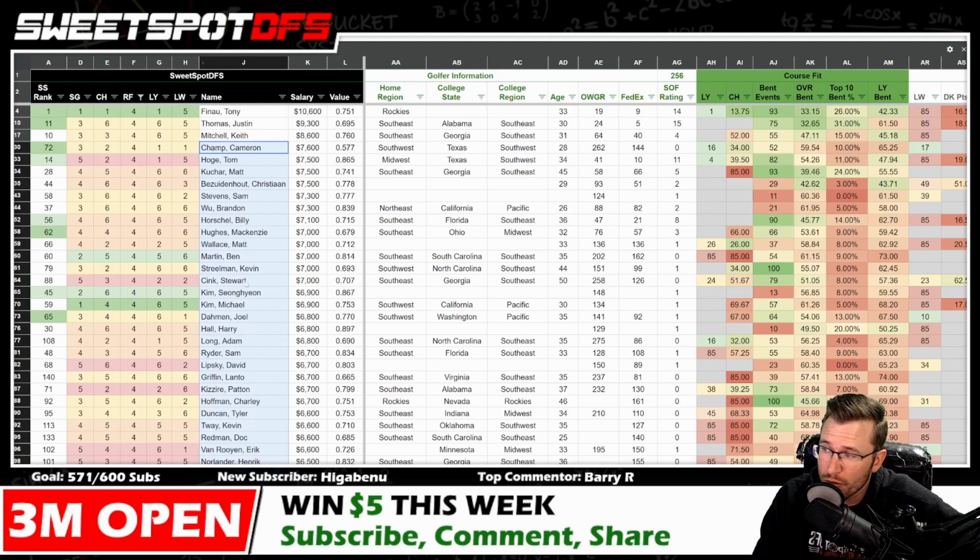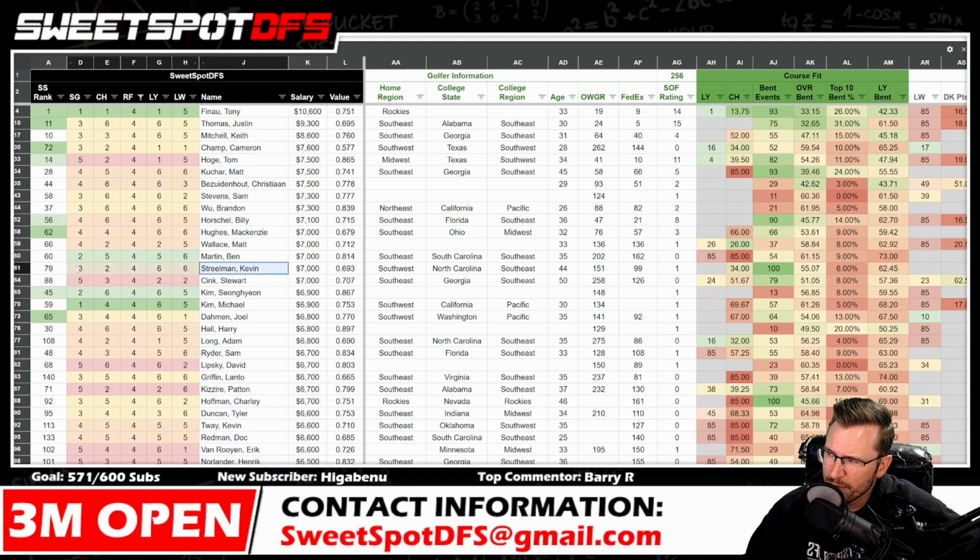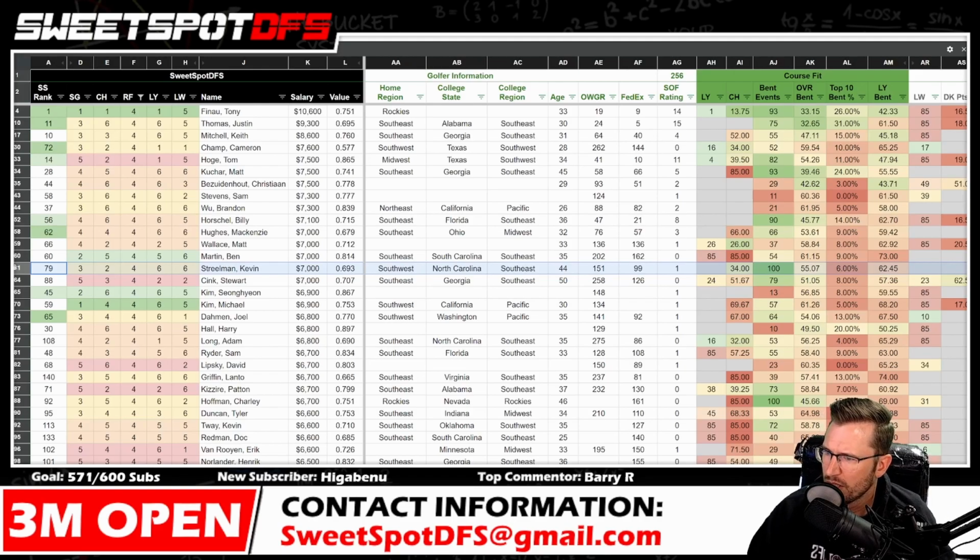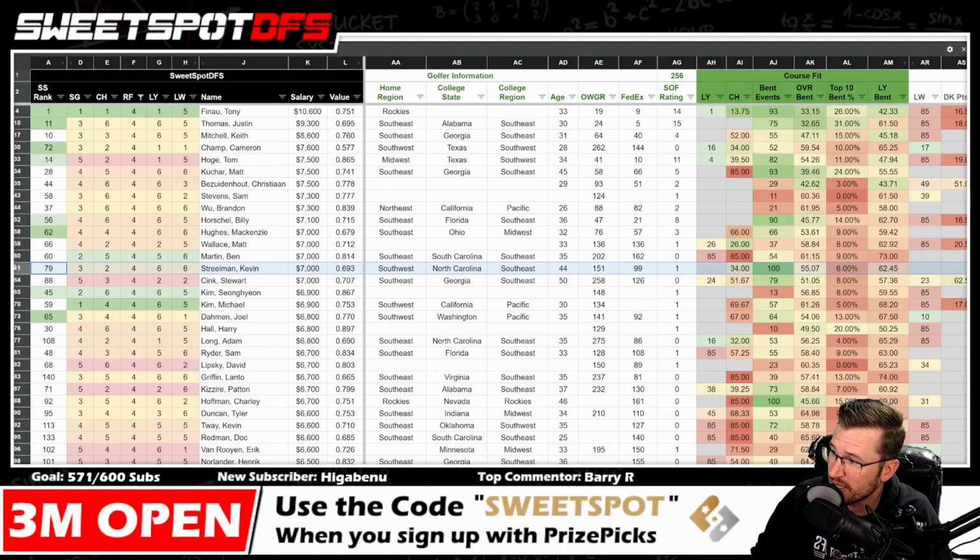But it could be 2 or 3 and it could be more, but I'm not as confident in this bucket. There aren't a lot of names. Kevin Streelman's very intriguing. $7,000. Yeah, course history is decent. 34. Probably just played it once though. Don't mind someone like Kevin Streelman this week. 7,000, bare minimum 7,000. That's again, like I said, very interesting.